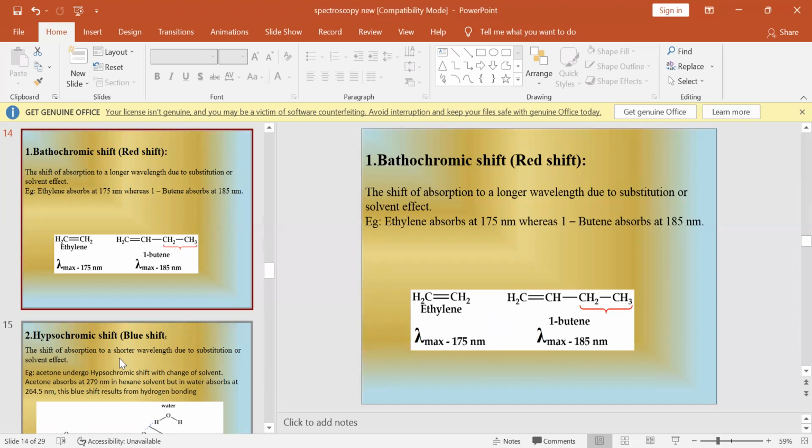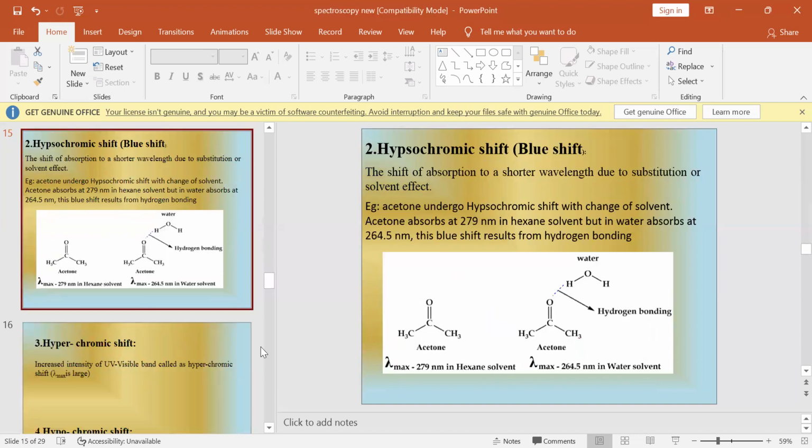Next comes another shift, that is hypsochromic shift. Shift of absorption maximum to shorter wavelength in the spectrum is called hypsochromic shift, or otherwise it is also known as a blue shift. The reasons for the shift are removal of a chromophore or auxochrome, and also the solvent effect. Here we can take two examples, acetone, and another one is also acetone. It is involved in hydrogen bonding. If that bonding is removed, then its lambda maximum value will also decrease. This is the solvent effect.